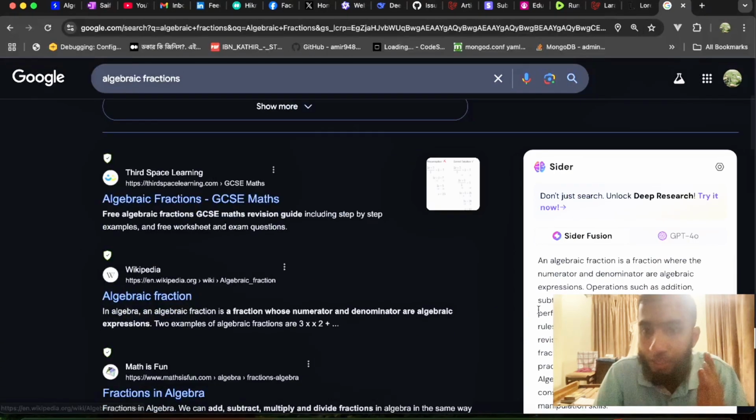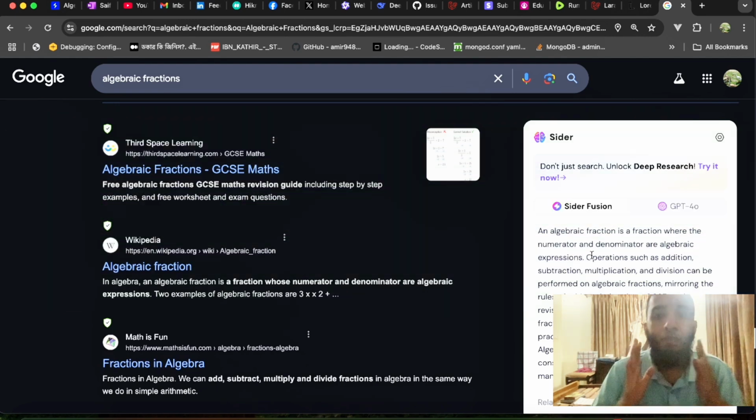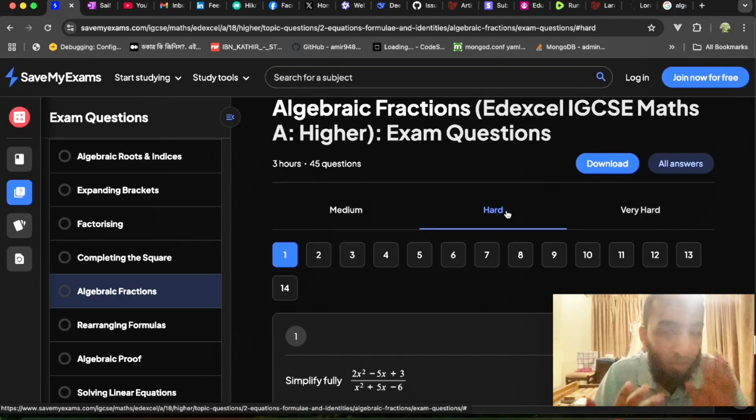To give a simple explanation, an algebraic fraction is a fraction where the numerator and denominator are algebraic expressions. So you get the idea that an algebraic fraction is a fraction where both the denominator and the numerator contain algebraic expressions. This is the brief overview of what algebraic fractions are. Now, in the first problem, there are three categories: medium, hard and very hard. I'll focus on the hard part.